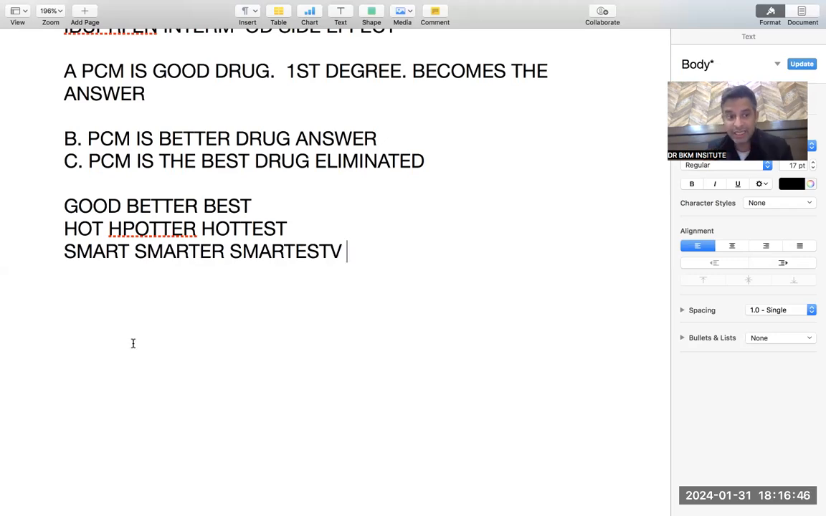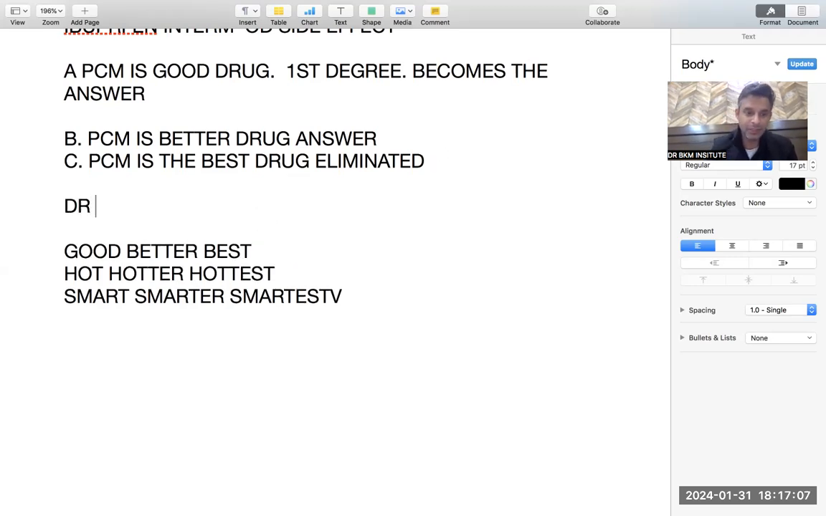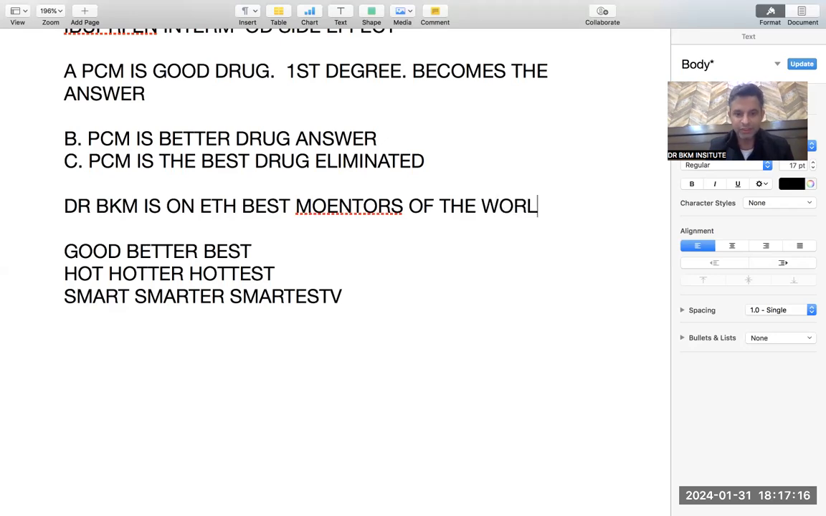These degrees tell us about, first is good. Good means good. Better means comparison. If I am better, then automatically I am saying I am better than you, better than him, better than her. And if I say I am the best, then I am the best. So if the option says Dr. BKM is one of the best mentors of the world, just an imagination, I'm not saying it seriously.